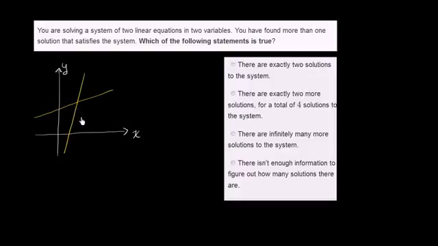The only other scenario is that we're dealing with a situation where both linear equations are essentially the same constraint. They both are essentially representing the same xy relationship. That's the only way, and this only applies to linear relationships and lines, but the only way that two lines can intersect in more than one place is if they intersect everywhere. So in this situation, we know that we must have an infinite number of solutions. So which of these choices say that? This one right here. There are infinitely many more solutions to the system. Right over there.